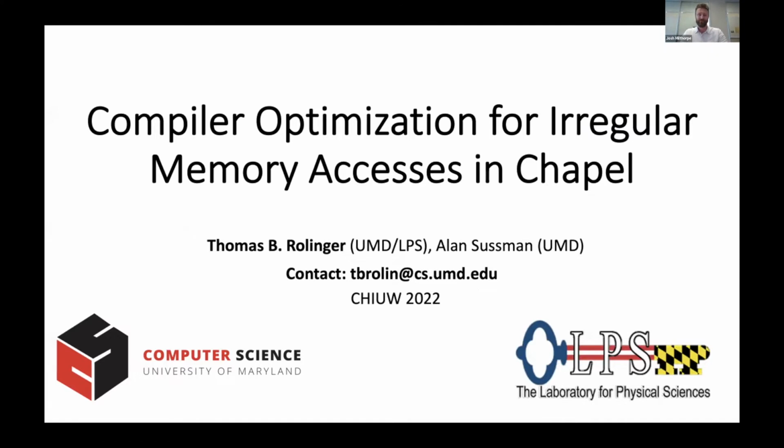Okay, so I'm going to talk about ways to optimize irregular memory accesses in CHIUW, specifically doing so through the compiler and having this done automatically, so not requiring the user to actually modify their code to take advantage of these optimizations.